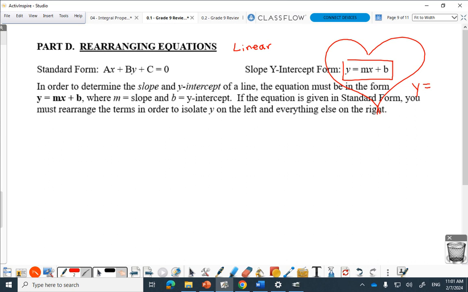Not to get sidetracked, but when I said on one side of the equation, you might be like, no, it's got to be on the left side. I'm like, well, yeah, I guess so. Left is convenient, for sure. But it doesn't have to be the left side.